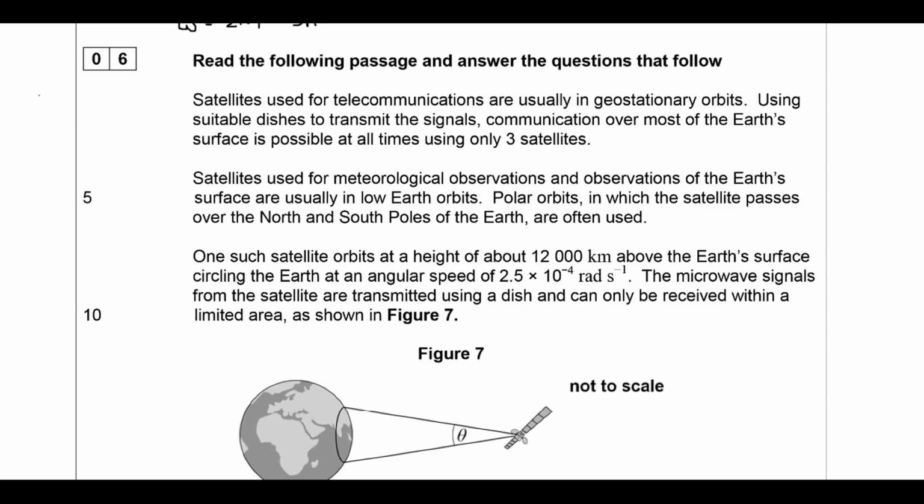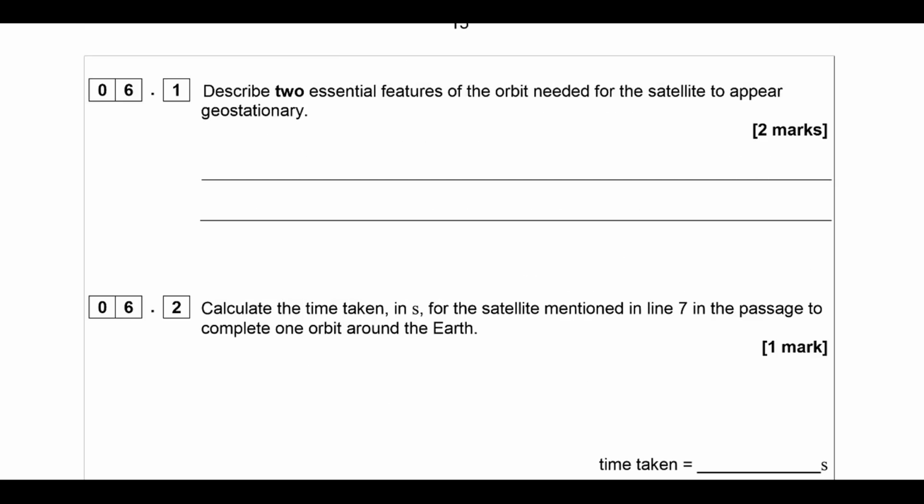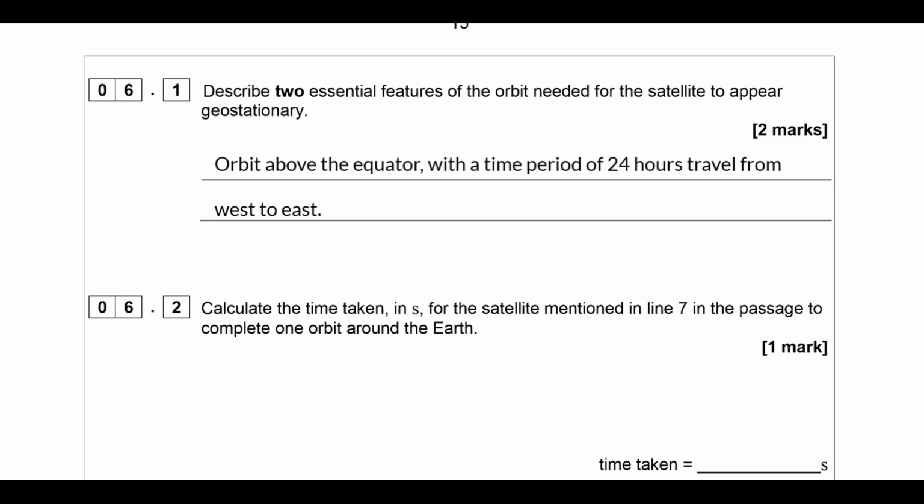Okay, so question 6 has a passage to read, and then we're going to answer some questions. This passage is about different kinds of satellites by the looks of it. I'm going to read through that silently, so you can read through it yourself as well. The first thing it wants us to do is describe 2 essential features of the orbit for it to appear geostationary. The first is it needs to orbit above the equator. And the other thing is it needs to be moving over the time period of 24 hours.